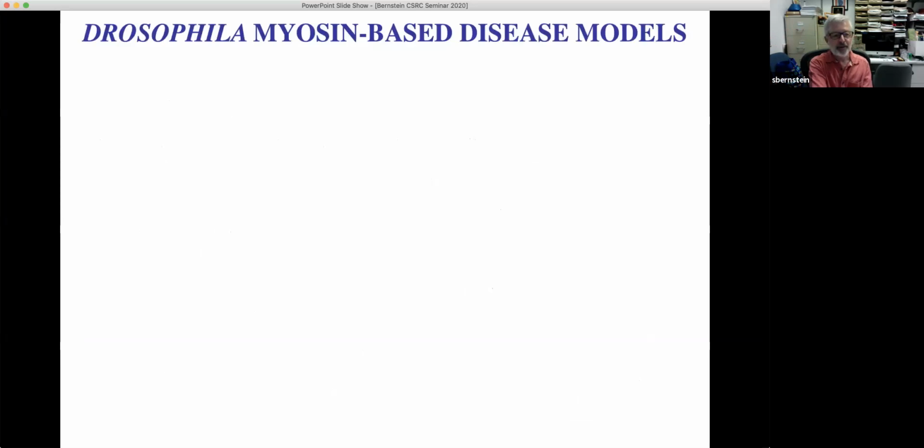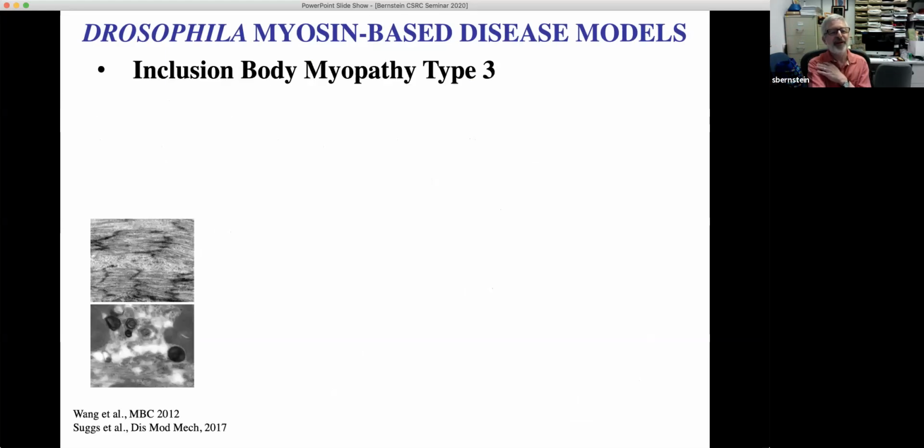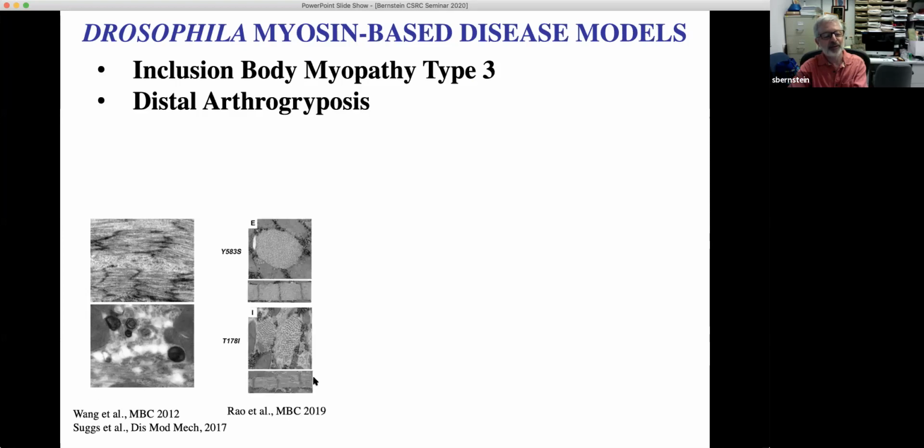Okay. So I think 3 more slides. I just briefly mentioned that I'm not talking about this, but we've studied a number of other human diseases that cause skeletal muscle phenotypes, and they surely affect fly muscle dramatically. This is the myosin mutation that causes inclusion body myopathy type 3. We get inclusions and dramatically upset muscle structure.